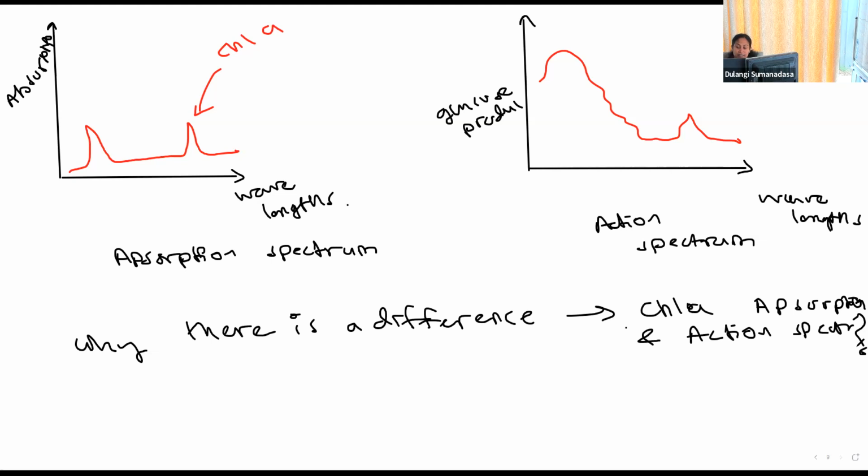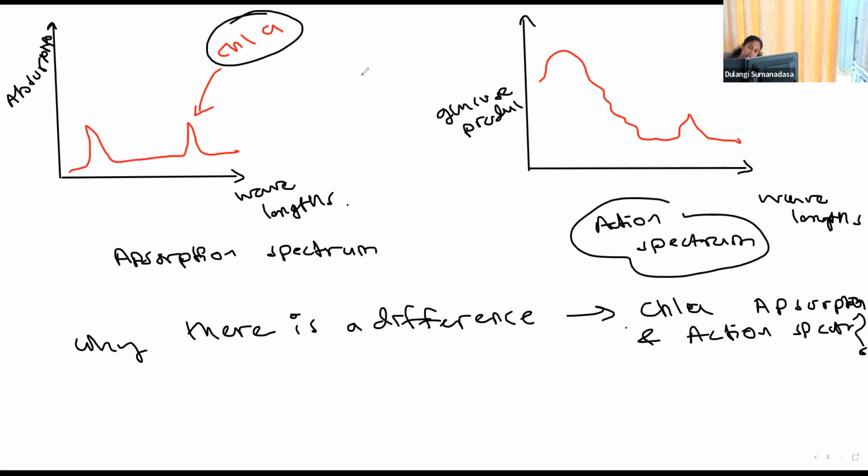Right, so the answer is, the absorption spectrum shows the individual absorption only by chlorophyll A, right? But the action spectrum is the cumulative action of every single pigment. So the action spectrum shows the actions from other accessory pigments as well. So it's not going to be identical to chlorophyll A, because this represents the actions from other pigments as well. Is this clear?